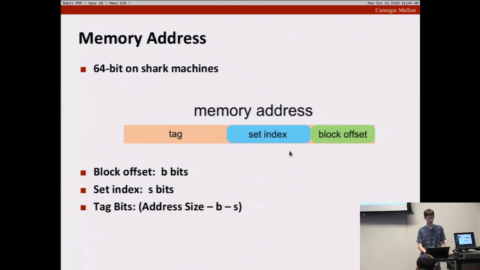So we partition the address. The address is 64 bits. We say the first however many are the tag, the next however many are the set index, and the least significant however many are the block offset. And this is how we're going to look stuff up in our cache.